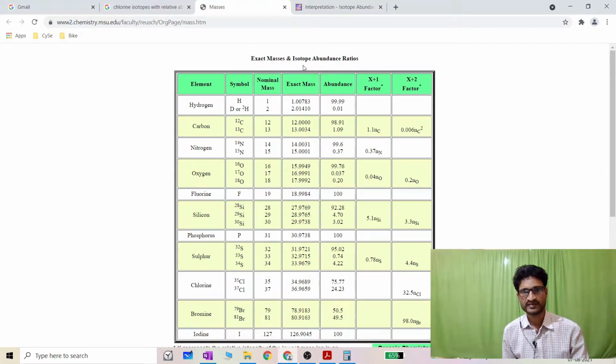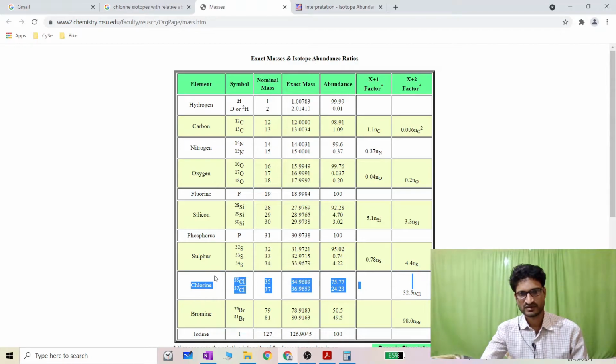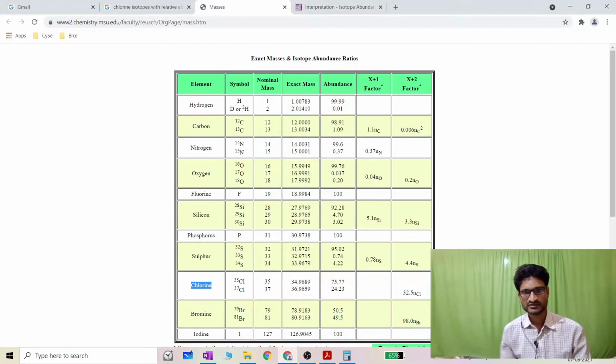This is a table of exact masses and isotope abundances. So for example, if you look at the chlorine value at the bottom, chlorine has two isotopes, chlorine 35 and chlorine 37. Both atomic number is same, but the mass number is 35 and 37. But the exact mass we have different values, right? So chlorine 35 has 34.9689 and chlorine 37 has 36.9659. And we have one abundance value. We have 75.77% of chlorine 35 and 24.23% of chlorine 37.